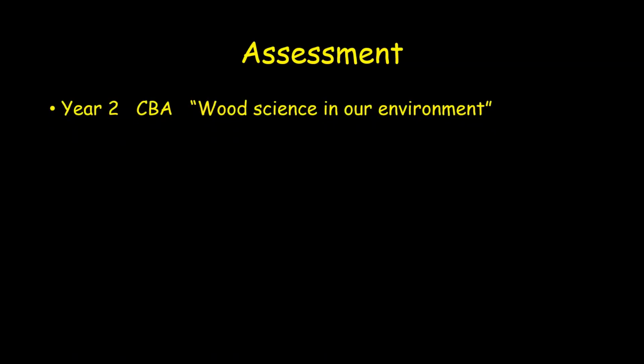So assessment. In year 2, there is a CBA entitled Wood Science in Our Environment, where students research anything to do with wood, gather their findings and then present their findings. A simple example would be like, why would you use ash to make a hurley instead of using maybe oak? A student doing that would look into the properties of ash, compare them to the properties of oak, and then present the findings as to why ash is more suitable for hurley making than oak.